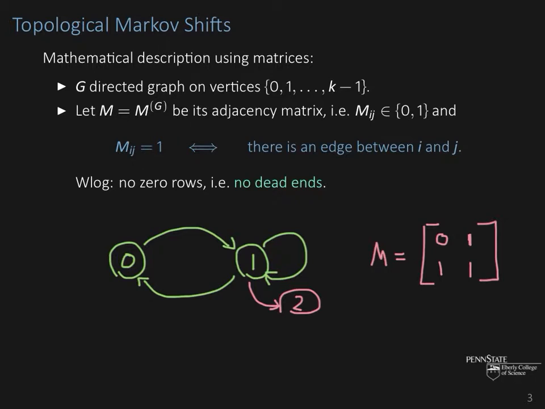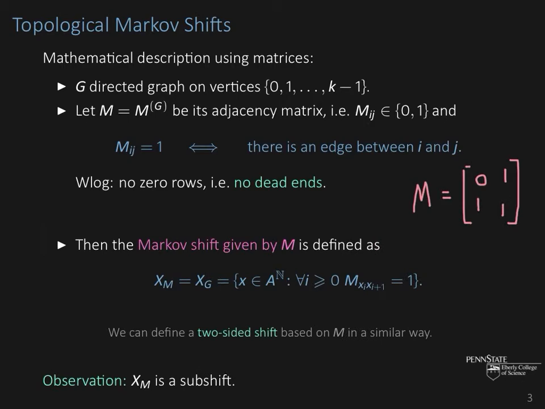And hence we assume that every vertex has at least one outgoing edge. So we can actually always find an infinite path, continue on an infinite path. So if we have such an adjacency matrix, like this example M here, then the Markov shift given by M is defined as follows. Well, we can call it X sub M or X sub G, depending on whether we want to emphasize the matrix or the graph.